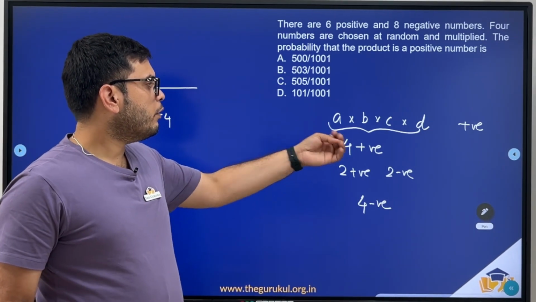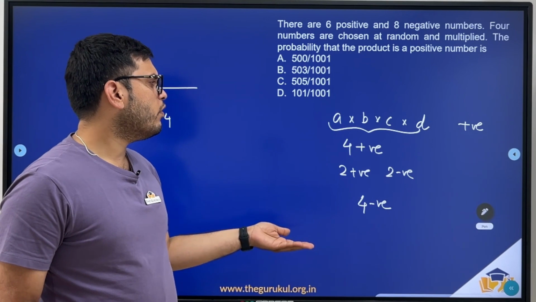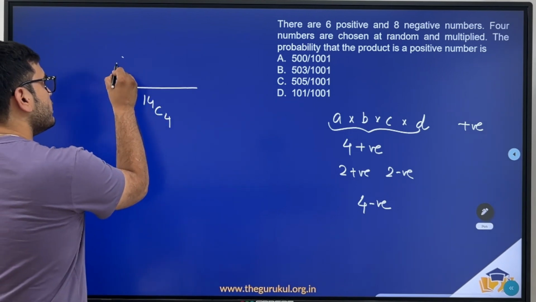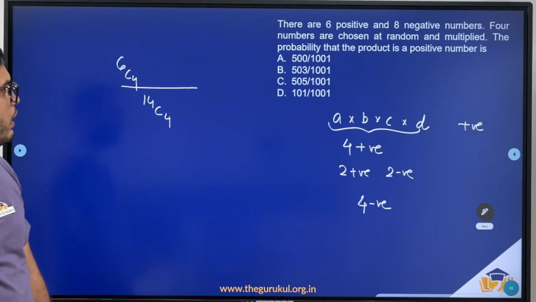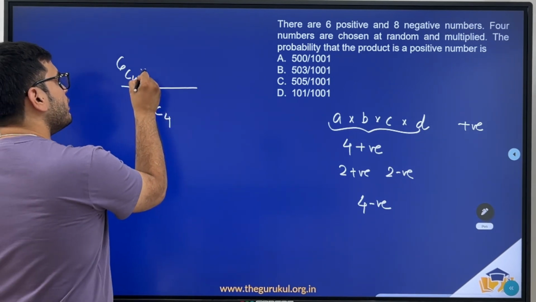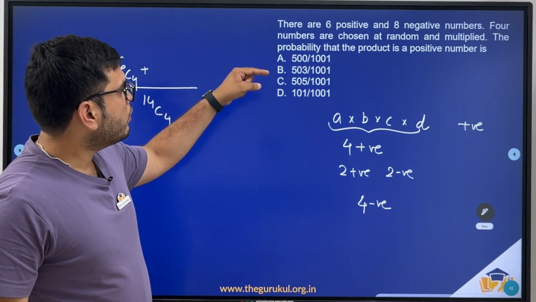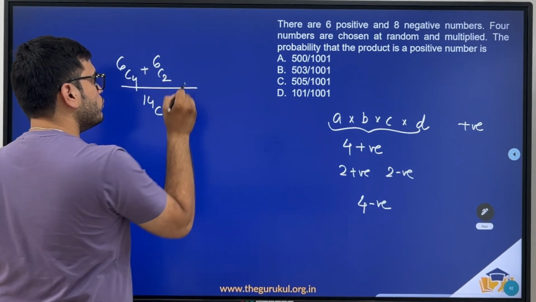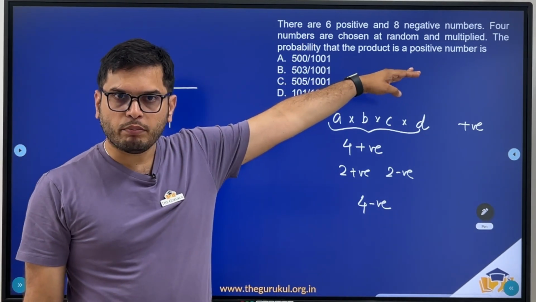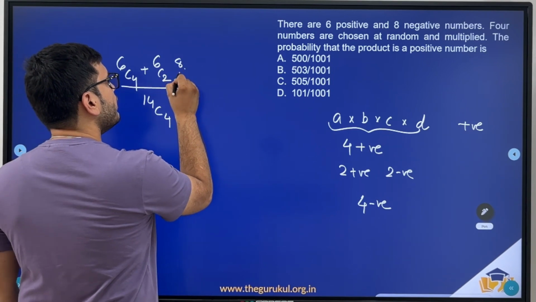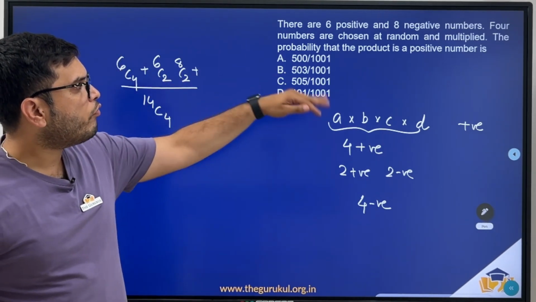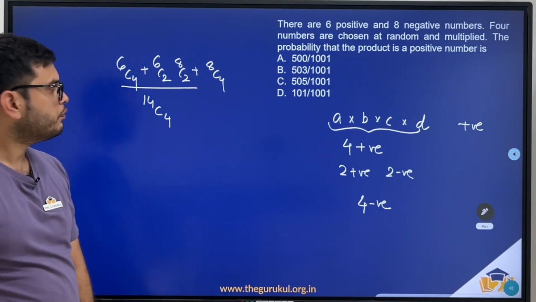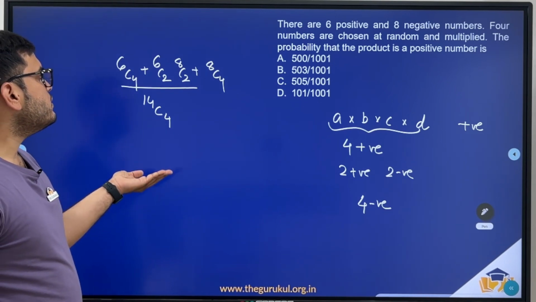Now first let's find the number of ways of all 4 numbers being positive. Now you have 6 positive numbers. So from these 6, you should be selecting 4. That can be done in 6C4 ways, plus you should be having 2 positive and 2 negative numbers. So from these 6 positive numbers, you should be selecting 2, so 6C2. And from the 8 negative numbers, you should be selecting 2. That can be done in 8C2 ways, plus. Now all 4 has to be negative, right? So from 8 negative numbers, you need to select 4. Done. So 6C4 plus 6C2 into 8C2 plus 8C4.